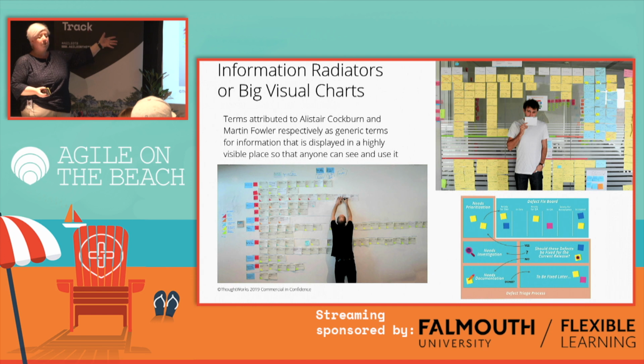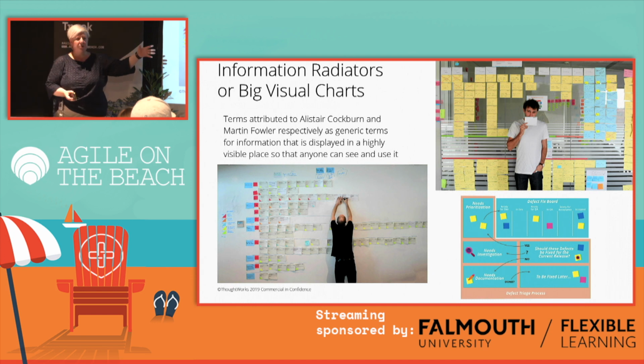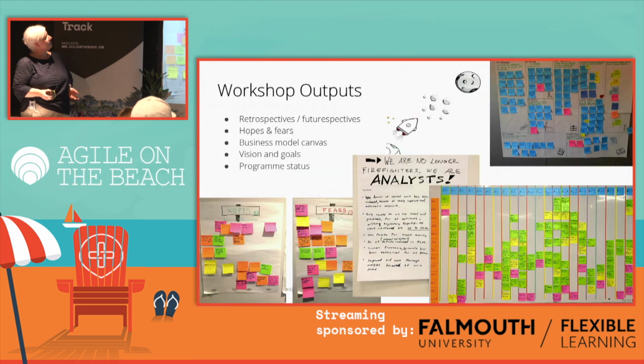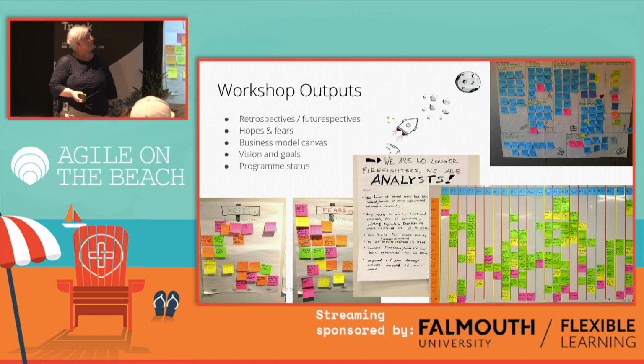And it could be quite a big, complex wall, or in fact, it could be like the one in the sort of lower right over there, which was used to track defects on a project. So have an idea in mind and then design your wall around that idea. You can also use it for workshop outputs. So we've got some examples here. We've got the shoot for the moon visual that I like to use. I can use that for retrospectives or futurespectives.